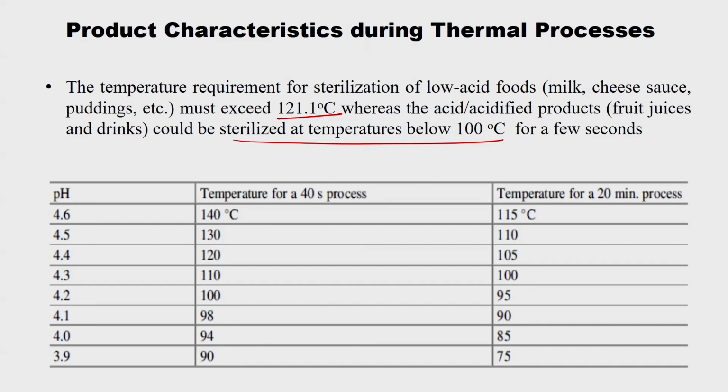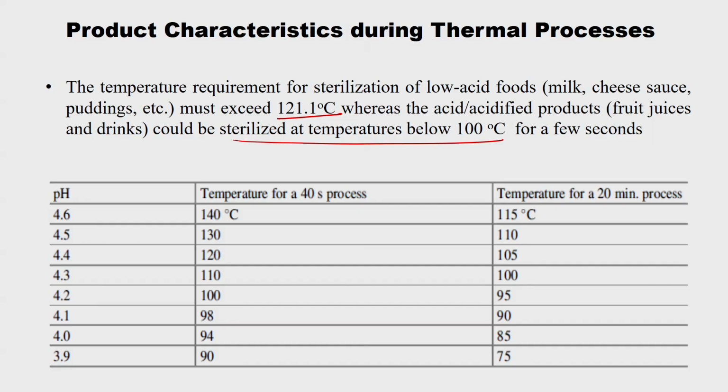So, I just look for 5D or 6D log reduction, as well as the temperature for processing is below 100 only. And for the low acid food, these are prone to Clostridium botulinum. So, there I need to maintain 121.1 degree centigrade strictly.